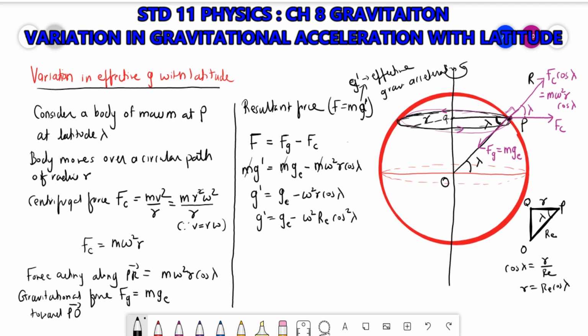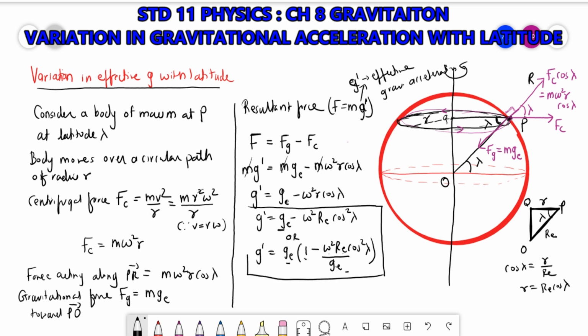If I want to take GE common, then g dash will be equal to GE times 1 minus omega square RE cos square lambda upon GE. So see, GE into 1 is GE. GE into minus omega square RE cos square lambda upon GE, the GE will get cancelled. Okay, so this will be the effective gravitational acceleration with latitude. Clear? So this is about variation in effective g with latitude.